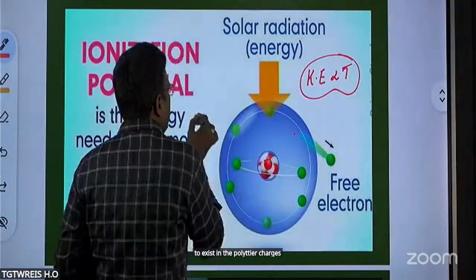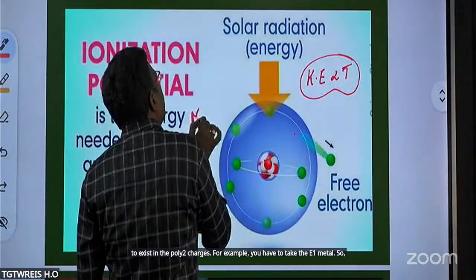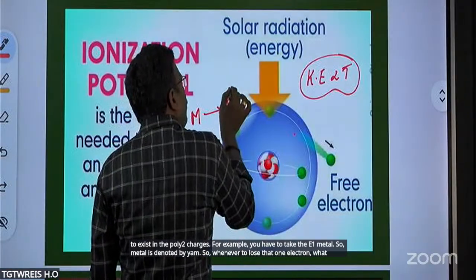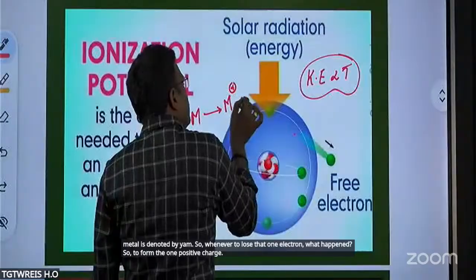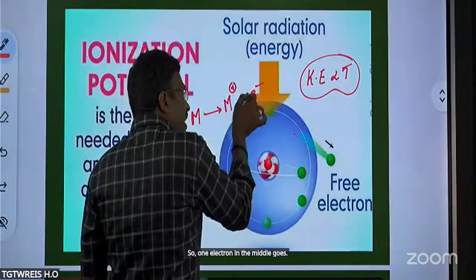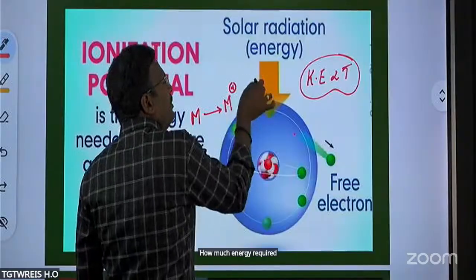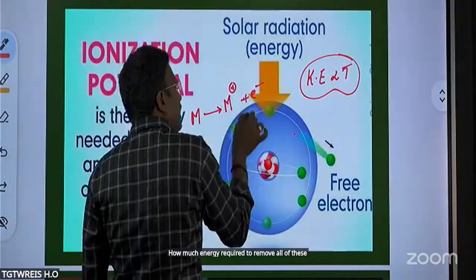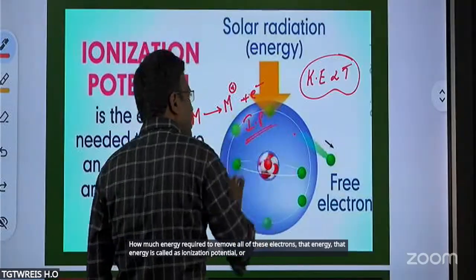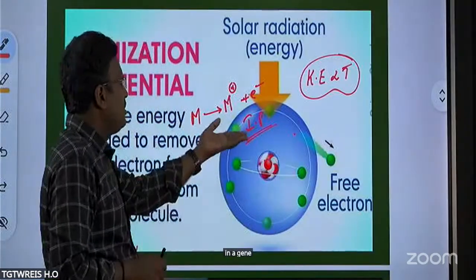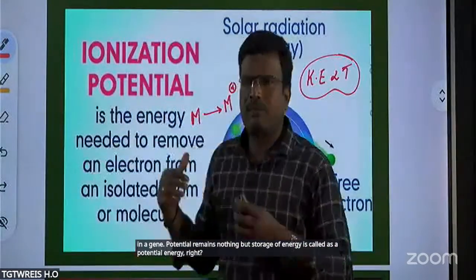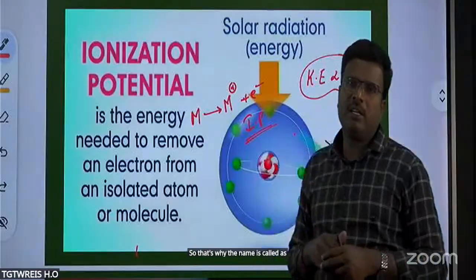For example, take any one metal, denoted by M. Whenever it loses one electron, it forms one positive charge. How much energy is required for removal of this electron? That energy is called ionization potential or ionization energy. Potential means storage of energy, called potential energy, right? That's why the name is potential energy.